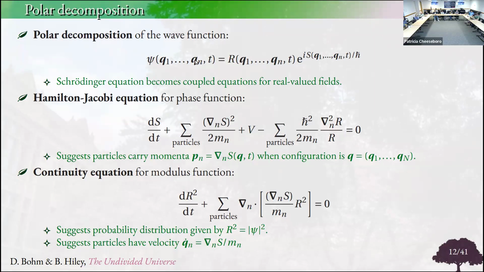You write it as a real valued modulus function times e to the power of i times a phase function. You can write Schrodinger's equation then as two coupled equations for the modulus and phase. The modulus function obeys something that looks like a continuity equation, suggestive of probability flow, although that doesn't formally prove that the modulus is probability. It's just suggestive, with a velocity given by the gradient of the phase function divided by m. And then the phase function obeys something that looks just like the Hamilton-Jacobi equation, with this new additional potential.